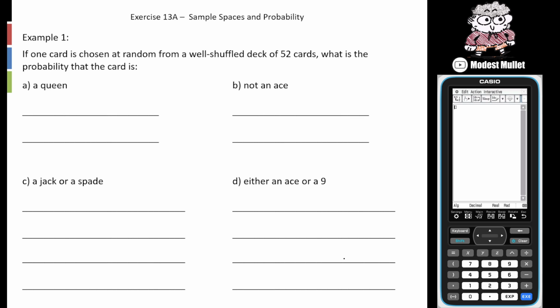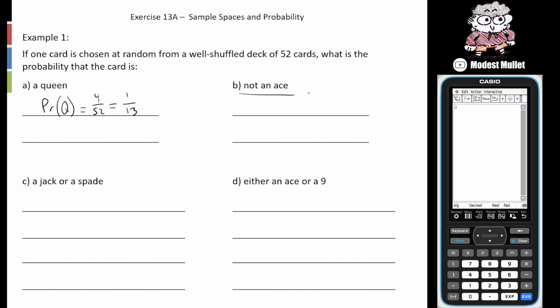Right, so using that, let's do a couple quick problems. If one card is chosen at random from a well-shuffled deck of 52 cards, what is the probability the card is a queen? Well, there's 4 queens in a deck, so we'll call that event Q, and that's going to be equal to 4 on 52, which is equal to 1 on 13.